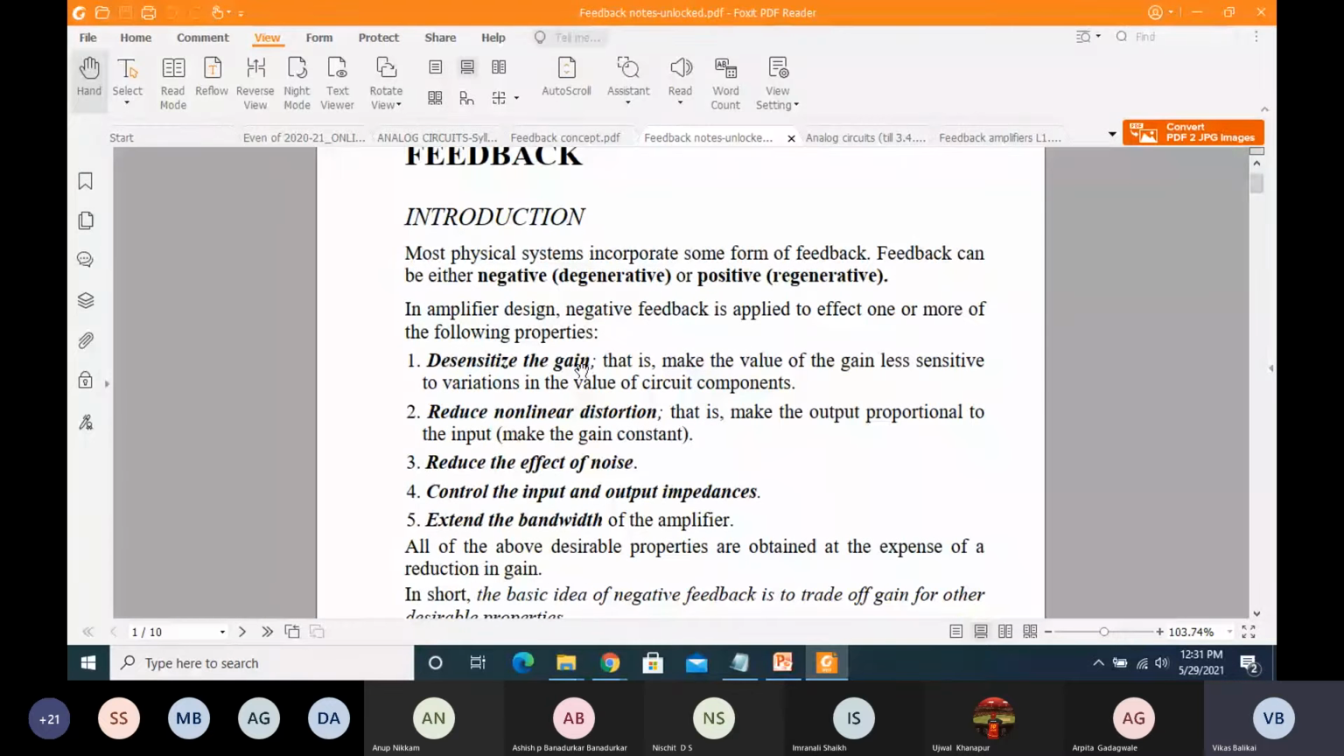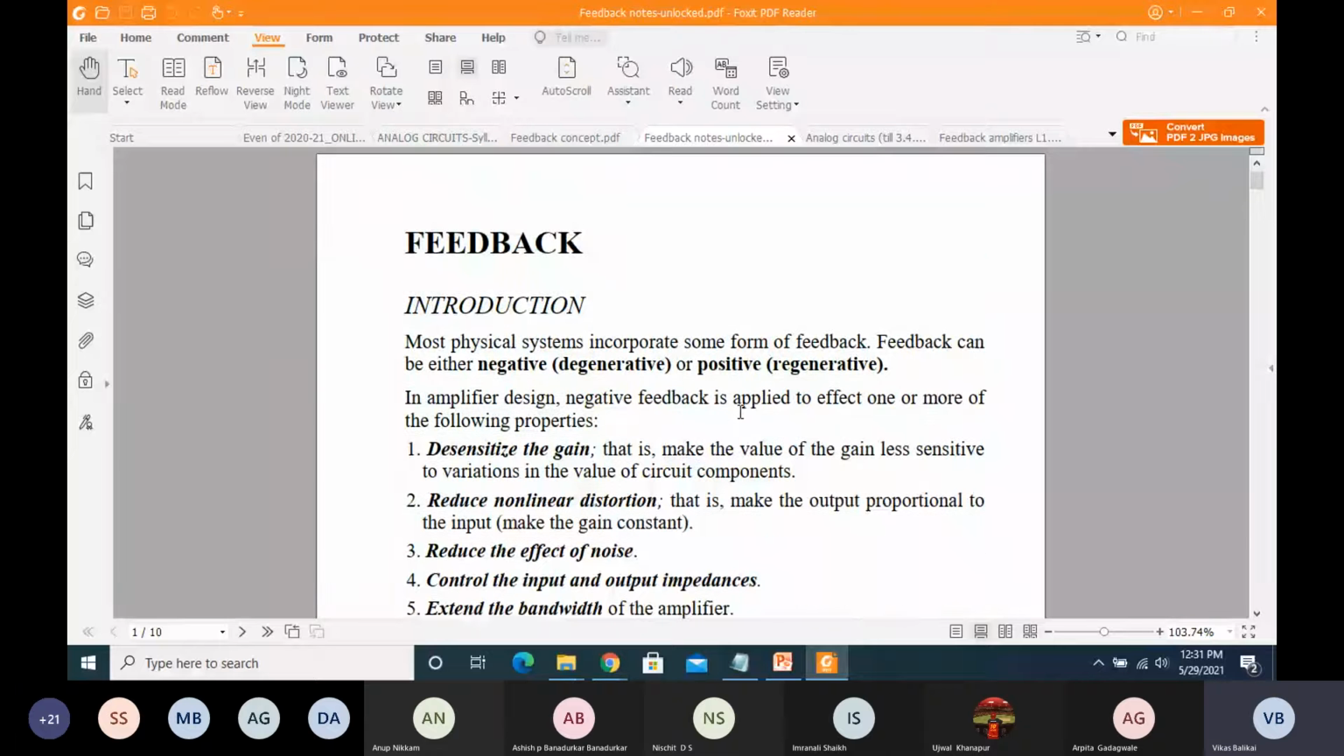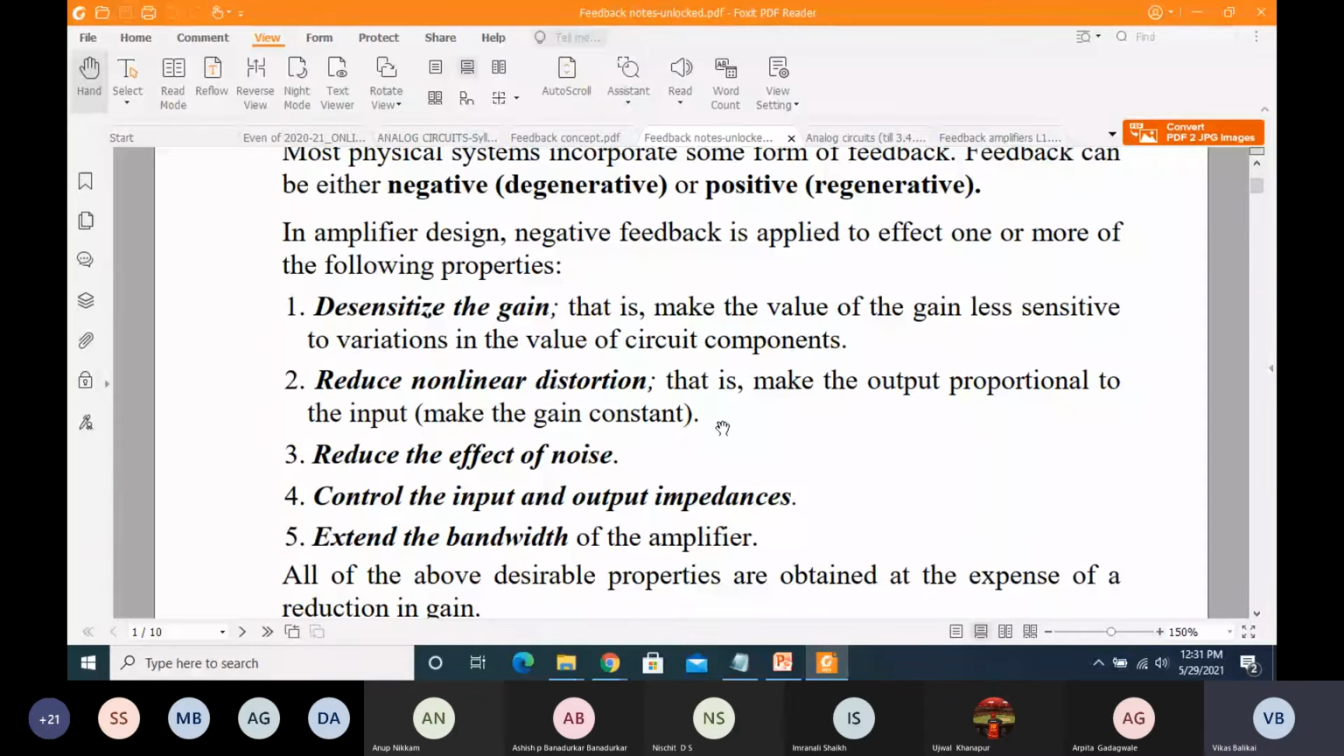Now let's try to understand what the general properties of the negative feedback amplifier are. Now these are some of the properties of the negative feedback amplifier. As you can see over here, the negative feedback amplifier will help in desensitization of the gain, or it is going to desensitize the gain. I'm going to talk about what exactly desensitizing the gain means. Let us go through the entire properties. It is going to reduce the nonlinear distortion. It is going to reduce the effect of noise, and it is going to control the input and output impedances, and it is going to extend the bandwidth.